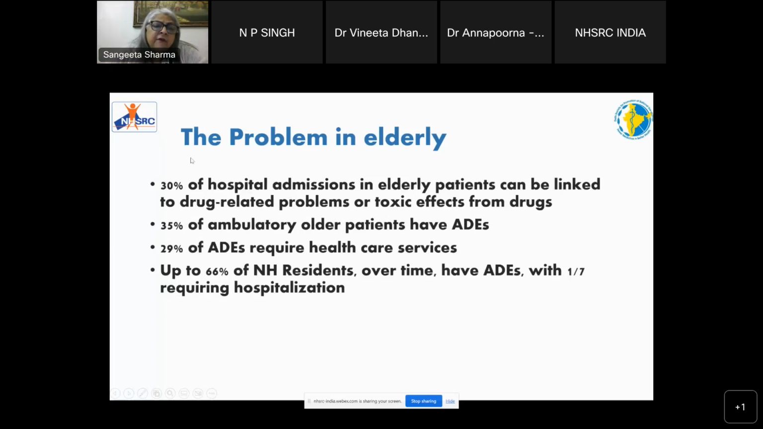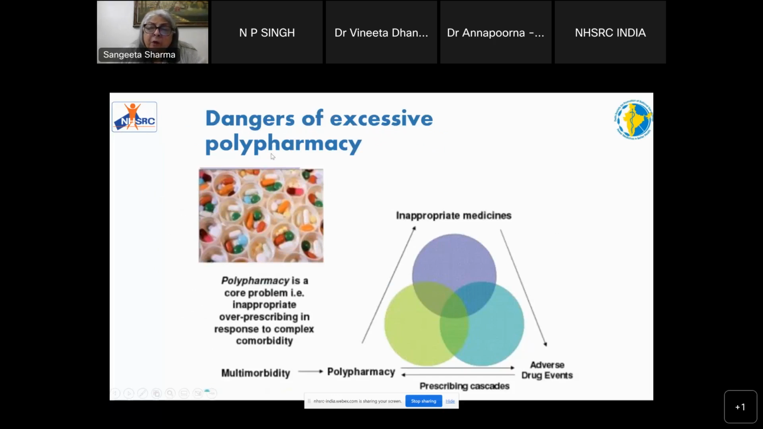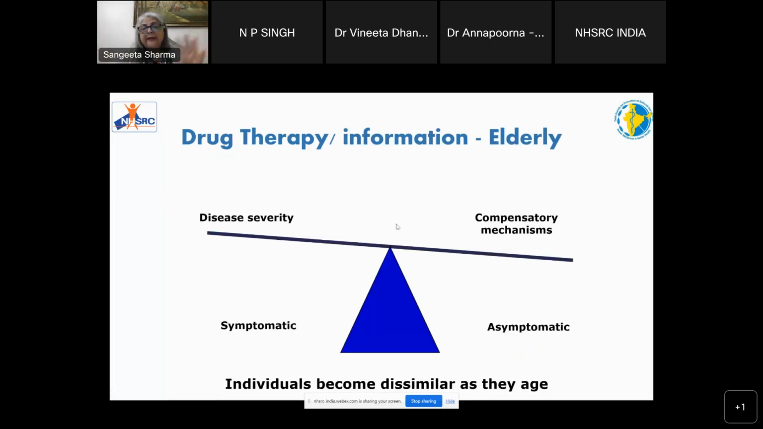In this study, they found that 30% of the hospital admissions were linked with drug related problems or side effects of these problems, and 35% of these were ambulatory, in OPD, and had this adverse event. So this increases the cost of healthcare services and harm to the elderly. Now, excessive polypharmacy is a cascading effect. Again, they are on polypharmacy, they have more adverse events, and because of this they tend to receive inappropriate medicines. So we need to be breaking down this cycle.